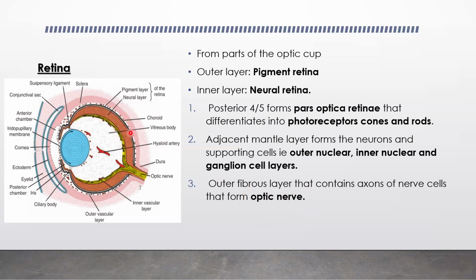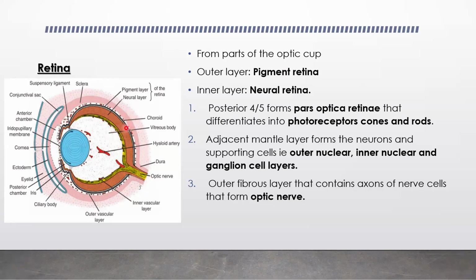You have the neural layer, and then you have the pigment layer. You can appreciate the pigment layer is in black. The remaining layers are actually the neural layer. At this point, the posterior four-fifths will form the layers of cones and rods. Then just adjacent to it, we have the mantle layer. This mantle layer will give us the outer nuclear, inner nuclear, and ganglion layers. And then this outermost fibrous layer will give us the axons of the nerves that come and form the optic nerve.